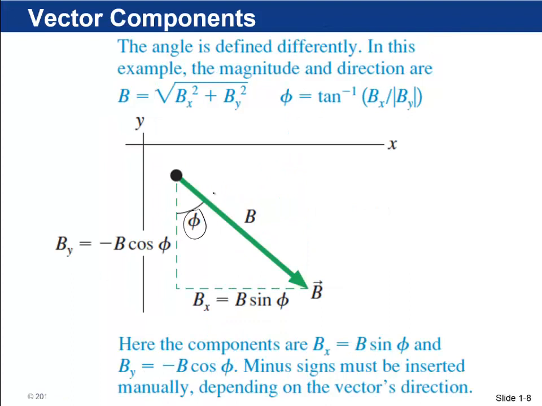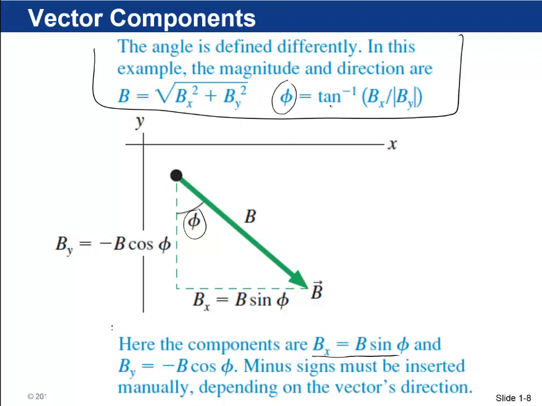Here we've got an angle phi showing this vector b. In this case, looking down here, if you want to find the components, the x component is now b times sine phi, which you can just look at the equation or look at the graph and see that. And then the y component in this case is actually negative b cos phi. So these minus signs get inserted manually depending on the direction that you see there. And then looking up top, if you already know the components, the magnitude once again is always the square root of the sum of the squares, and you have to look at the diagram to find this angle phi, which in this case turns out to be tan to the minus 1 of b sub x divided by the absolute value of b sub y.